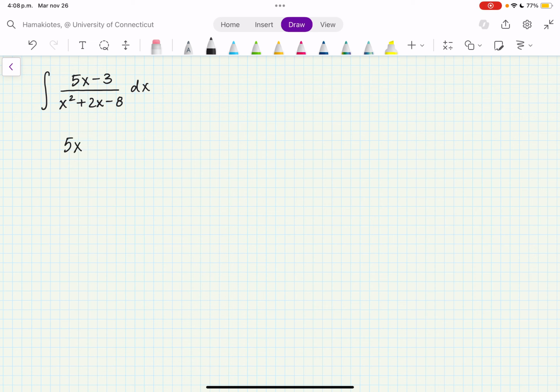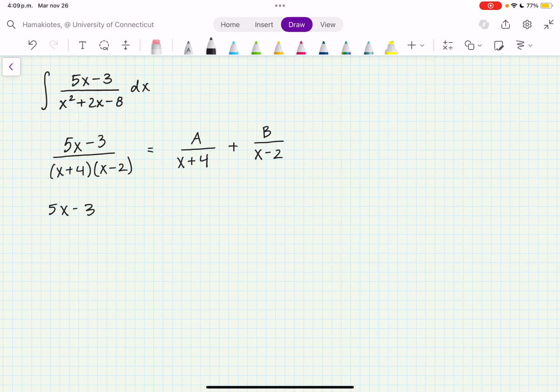So I have 5x minus 3, and we see that I can factor the denominator as x plus 4 times x minus 2. Now I can't simplify this at all, but I can use partial fraction decomposition to split this up. So what do I mean by that? I can set this equal to A over x plus 4 plus B over x minus 2. And now I want to solve for A and B.